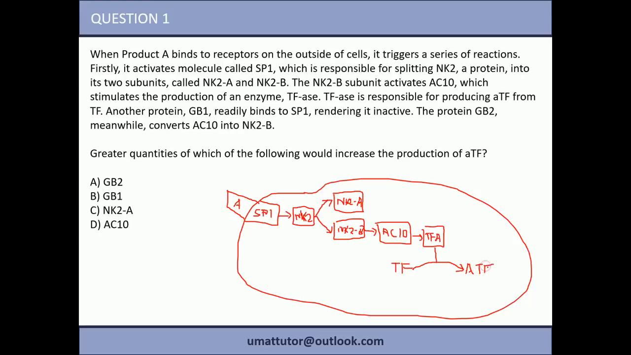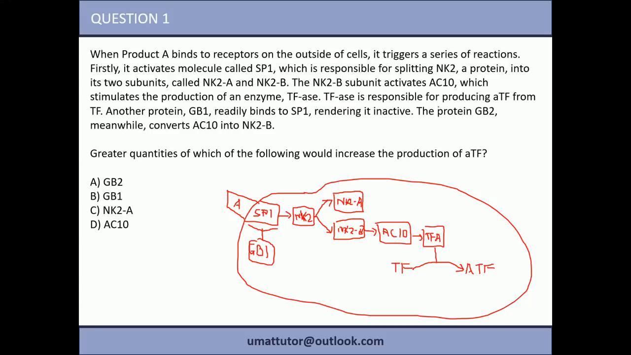Now there's a few more bits of information. It says another protein, GB1, readily binds to SP1, rendering it inactive. So SP1 is back here at the start, and I'm just going to draw up GB1 here. Again, there's no rules as to how you need to draw it up, but I put a little line here and then something like this to show that GB1 inactivates SP1 and stops all of this cascade happening.